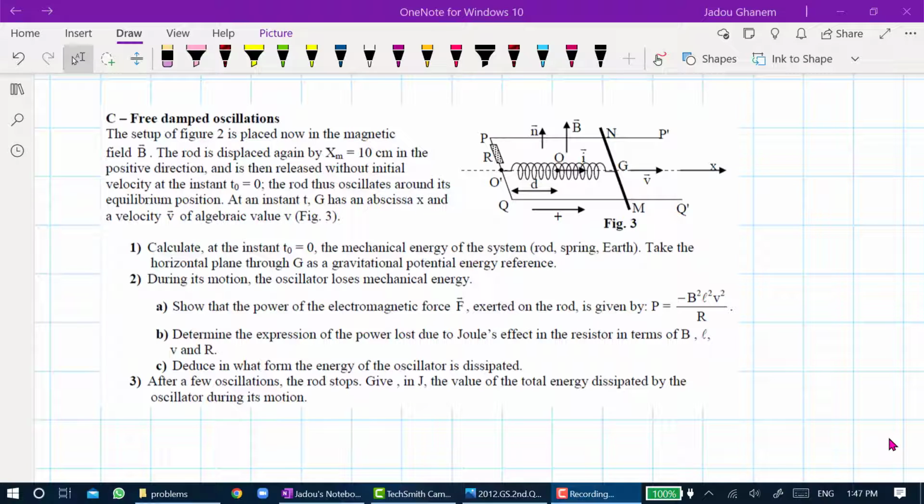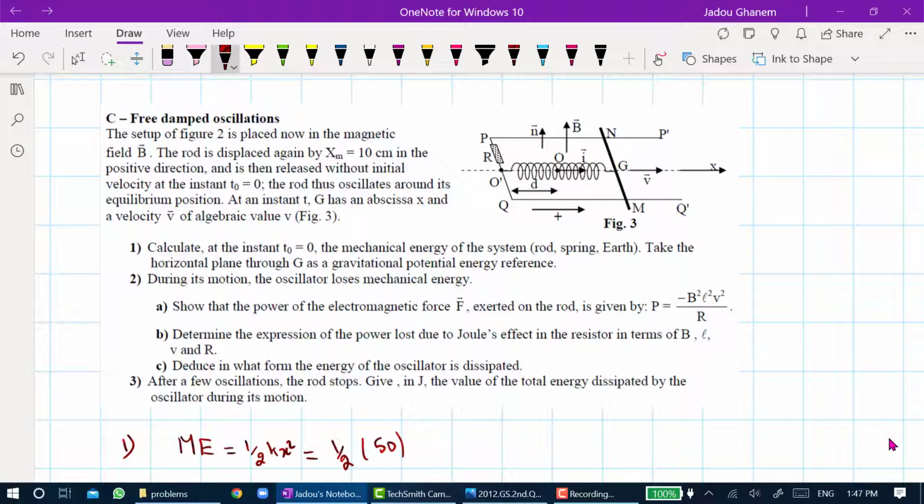Let's start with the first part, part 1. Calculate at the instant t0 the mechanical energy of the rod, or of the system. We must take the horizontal plane as the reference. So if we want to find the mechanical energy, which is half mv square plus half kx square, knowing that there is no height, so half mv square, initially it starts from rest, so there is no speed, but there is elastic potential energy, so ME will be equal to half kx square.